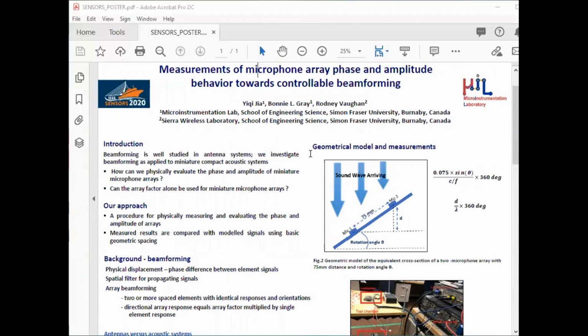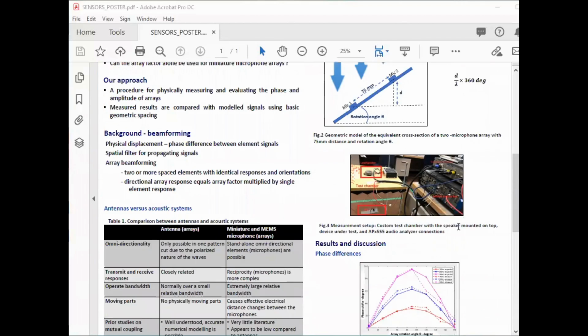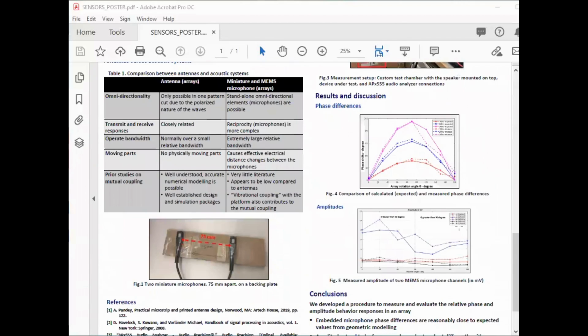The analytical phase differences are calculated from geometric principles as given in these two equations here. The measurement environment setup is given in Figure 3. These measured phase differences and the geometric modeled ones are shown together in Figure 4 for comparison. It can be seen that the measured phase differences are a reasonable fit to the modeled values.